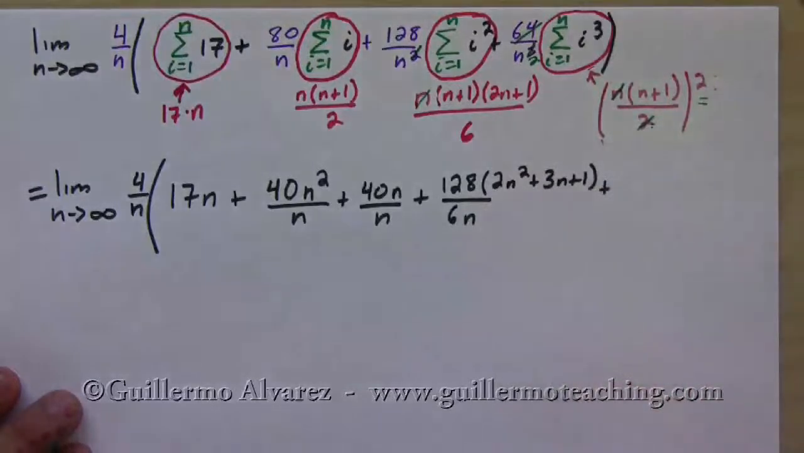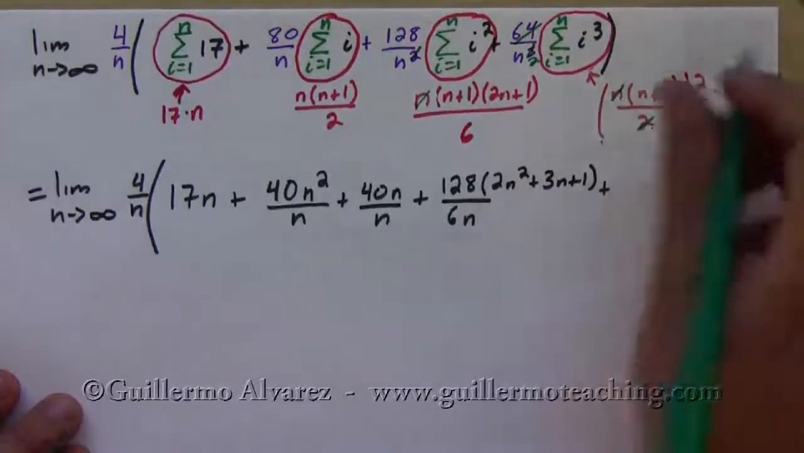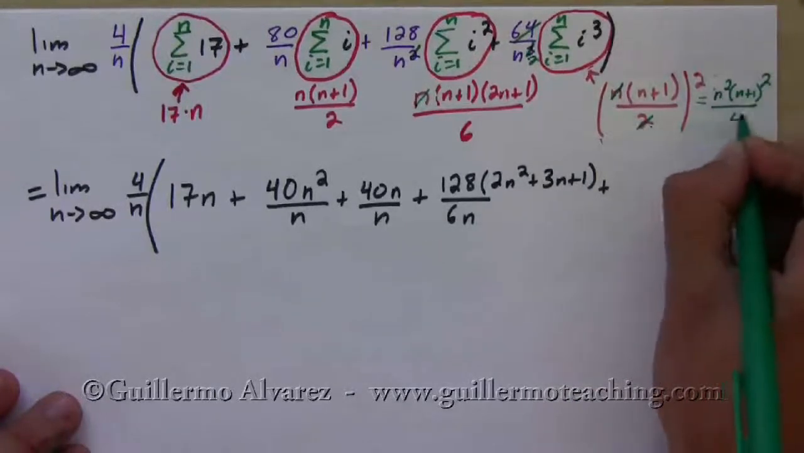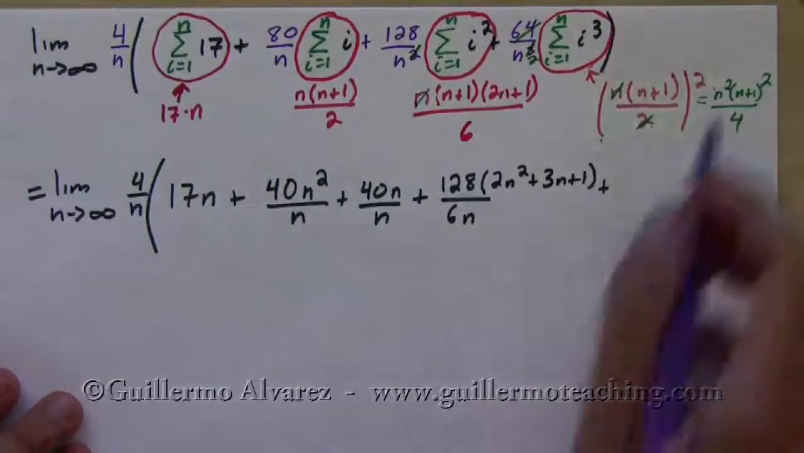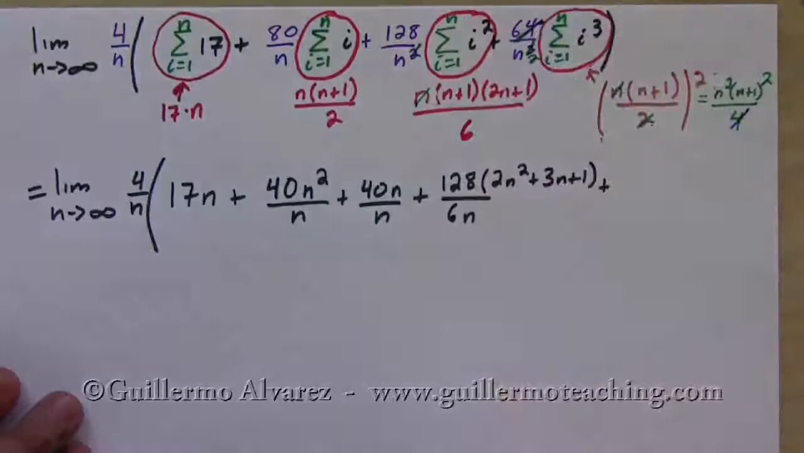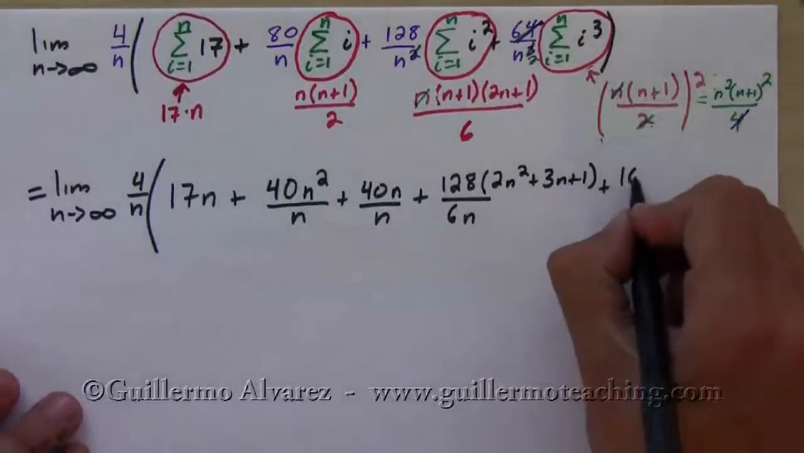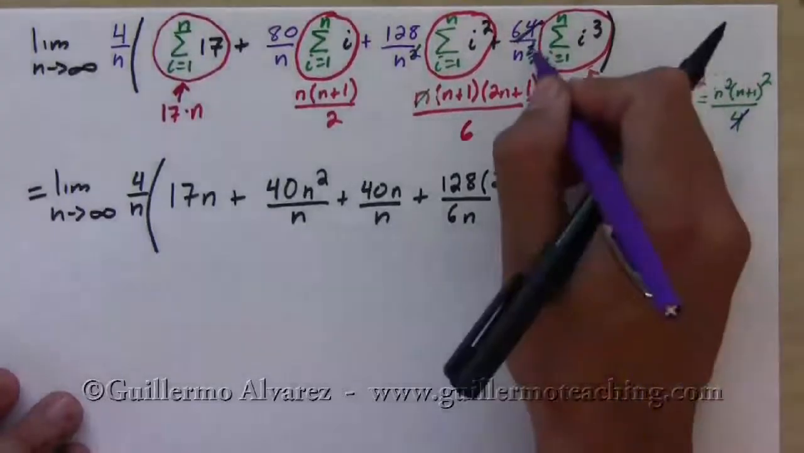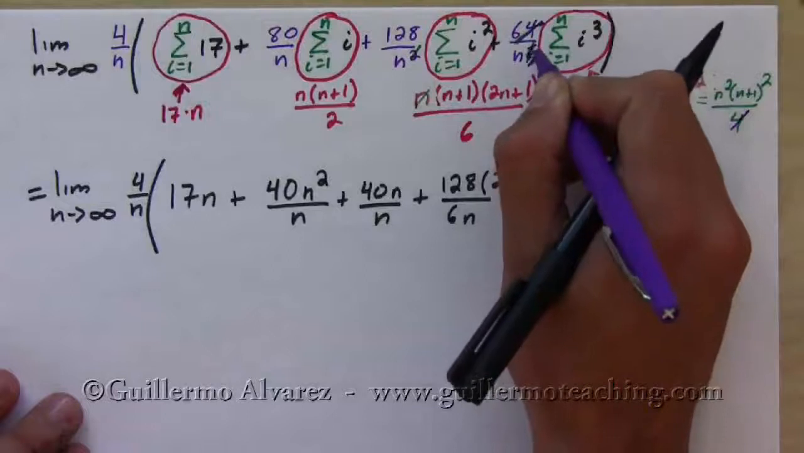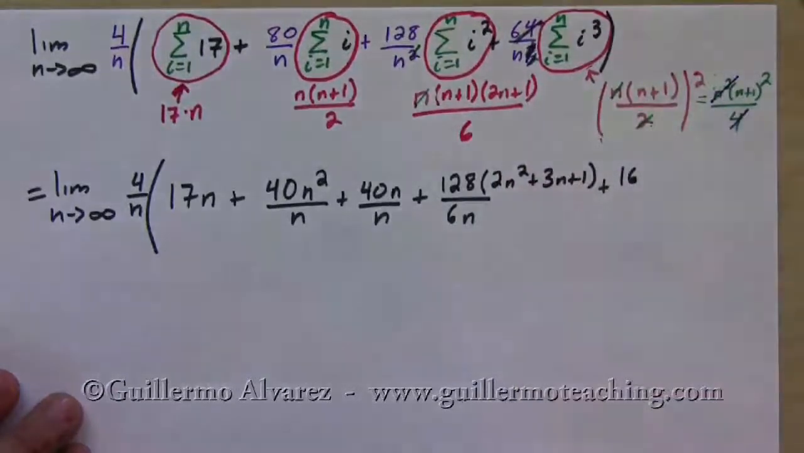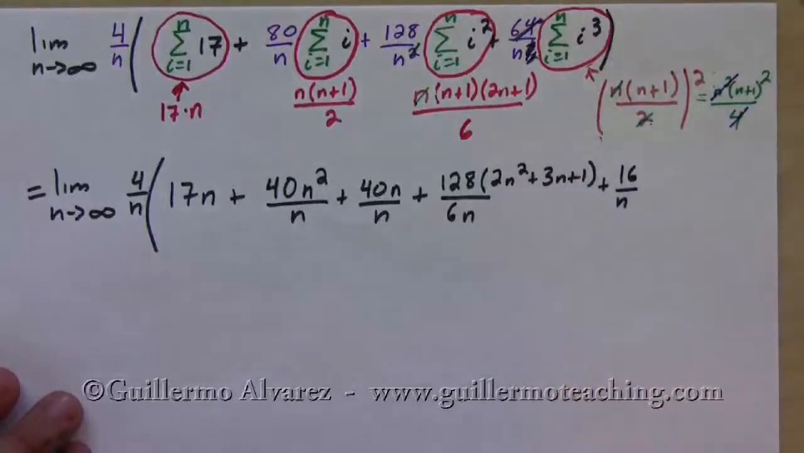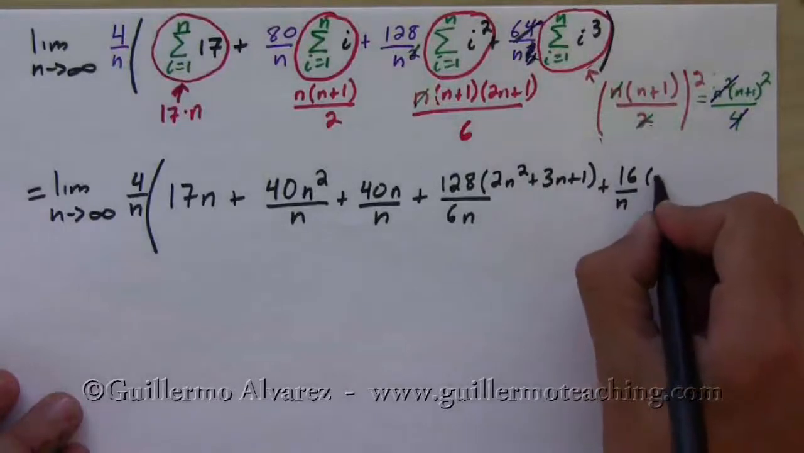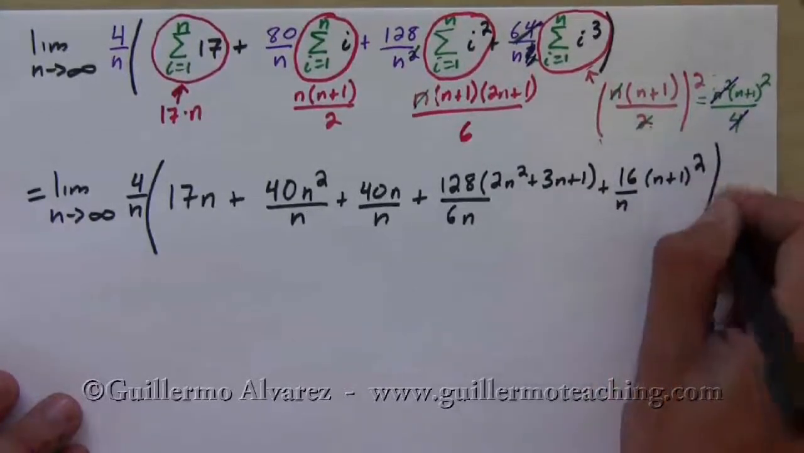4. Why don't I rewrite this guy? This will make it easier. This is going to be n squared times n plus 1 squared over 4. Okay, so this 4 cancels with this guy, and I'm left with 16 on top. Sorry, I messed this up. But 2 of these cancel with these 2, so I'm left with 16 over n, and I have n plus 1 squared here.